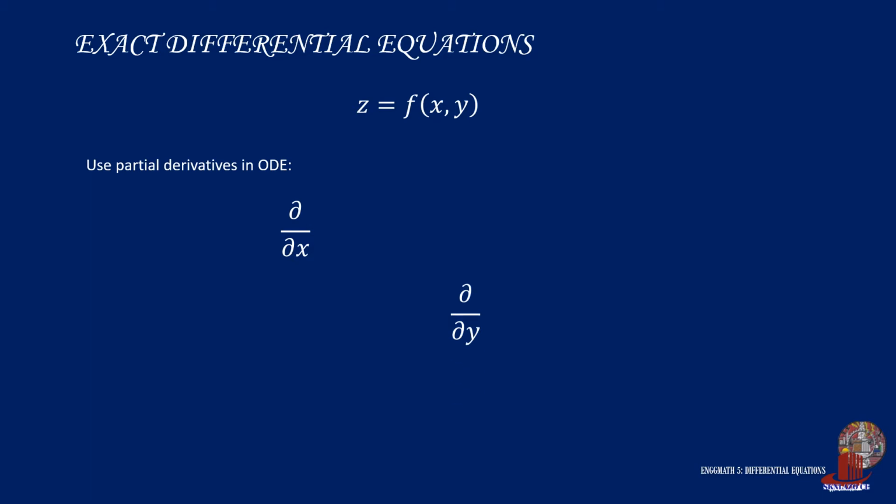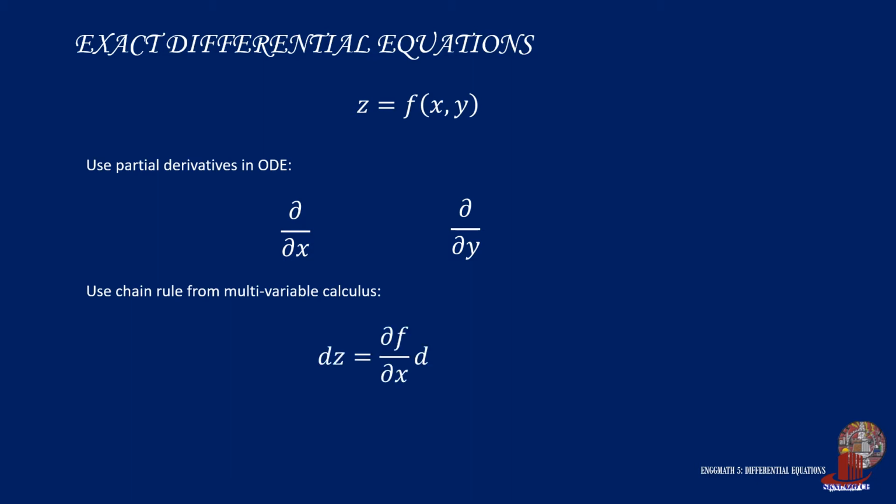Now combining them, the derivative of z is dz, and since the function is a combination of x and y, partial derivatives will be used. Through the chain rule from multivariable functions, we get the partial derivative of the function with respect to x, dx, and the partial derivative of the same function with respect to y, dy.